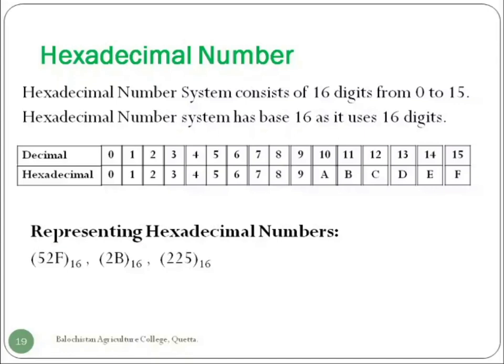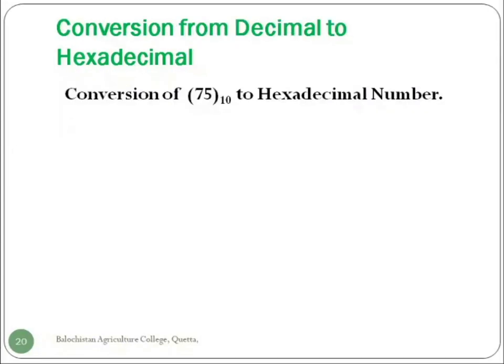Now we will convert a decimal number to a hexadecimal number. For that we have the following decimal number. We have learned in previous lectures, while converting a decimal number to a binary number, we divide that number by 2 because a binary number has 2 digits. And while converting a decimal number to an octal number, we divide that number by 8 because an octal number has 8 digits. In this example, we are going to convert a decimal number to a hexadecimal number, and a hexadecimal number has 16 digits. Therefore, we will divide this number by 16.